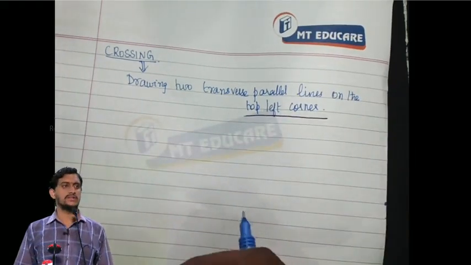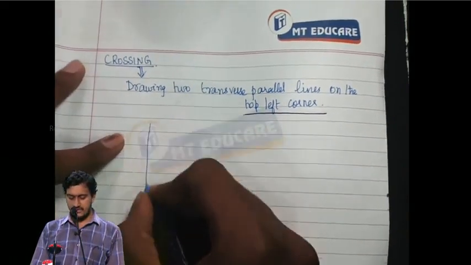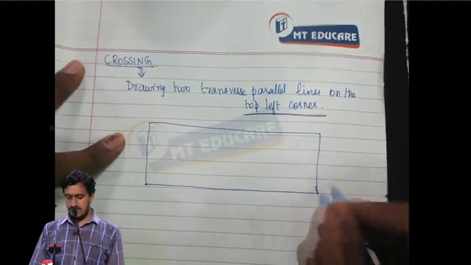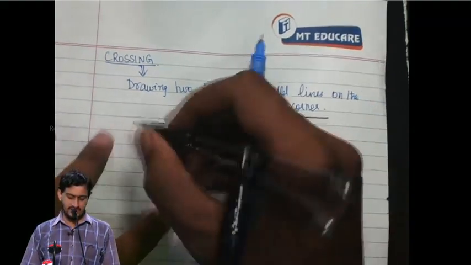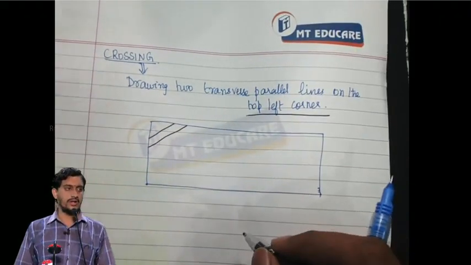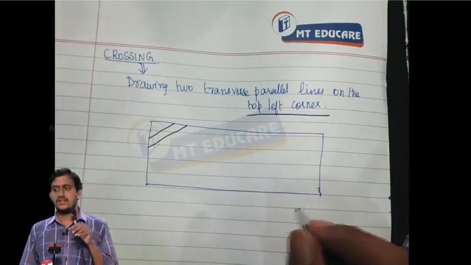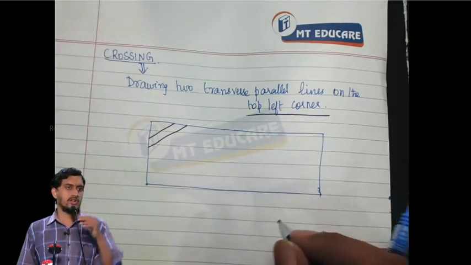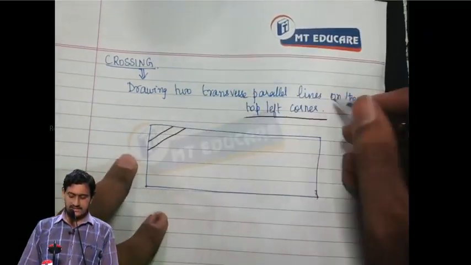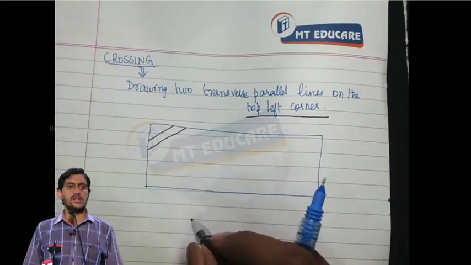See, friends, what is meant by crossing? There is a check like this. In the check, where do I do this crossing? Here I do the crossing, drawing two transverse parallel lines. Transverse means cross, across. So what is transverse? It is nothing but across. So now I draw across two transverse parallel lines on the top left corner. This is called crossing.